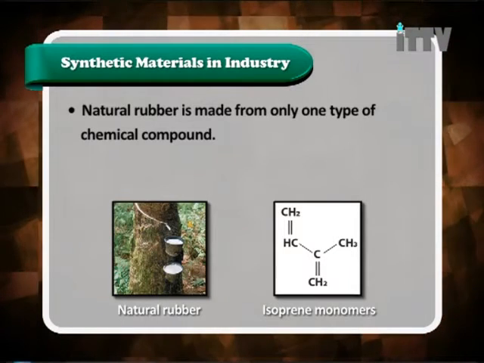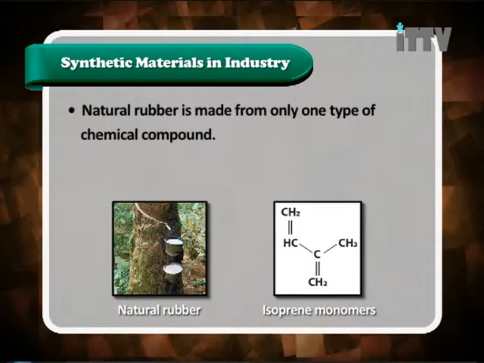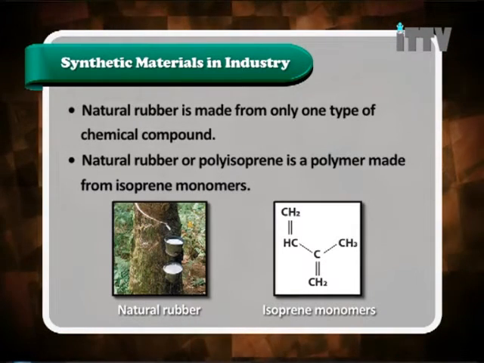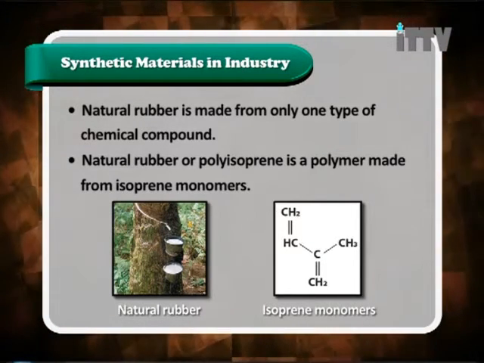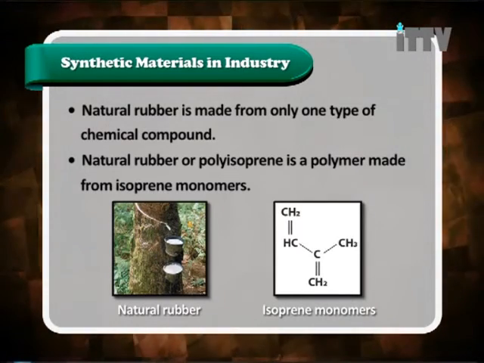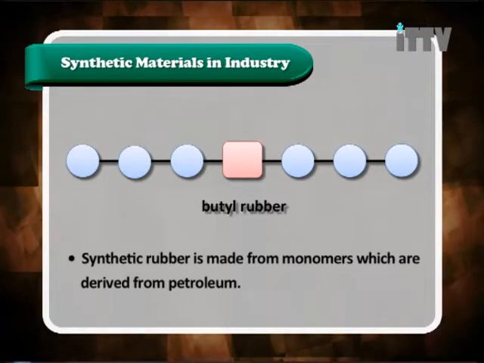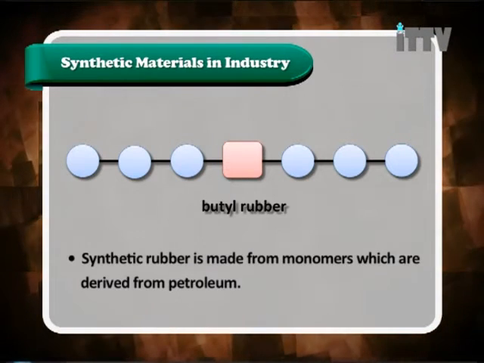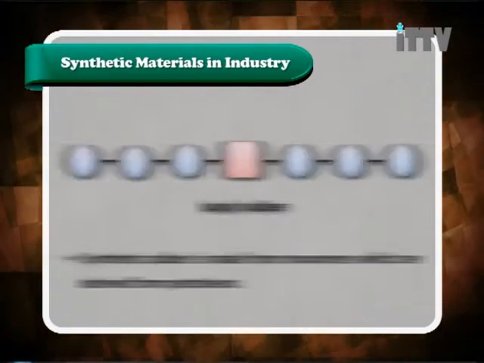Natural rubber is made from only one type of chemical compound. Natural rubber, or polyisoprene, is a polymer made from isoprene monomer. So natural rubber is actually polyisoprene, which consists of monomer, which is called isoprene. But is it similar to our synthetic rubber? Let's see. Synthetic rubber is made from monomer which are derived from petroleum.